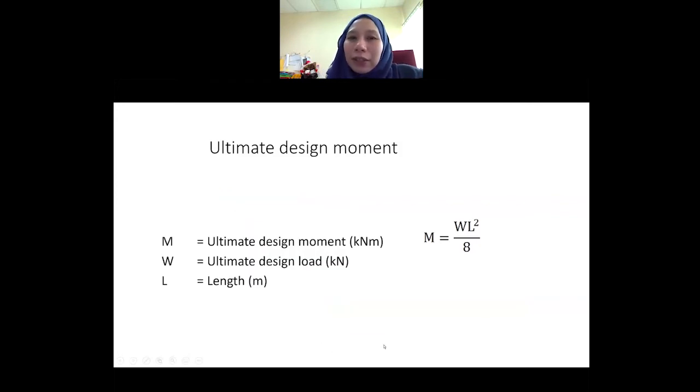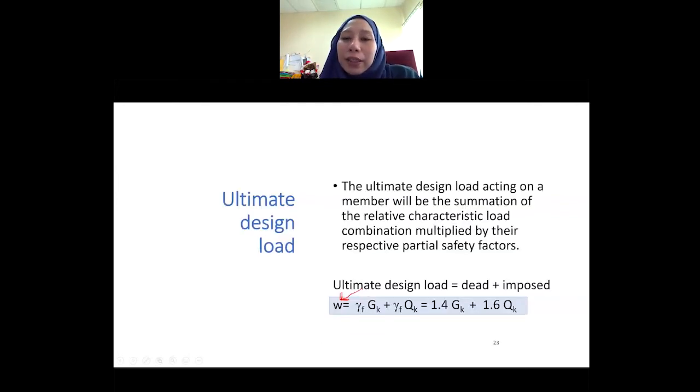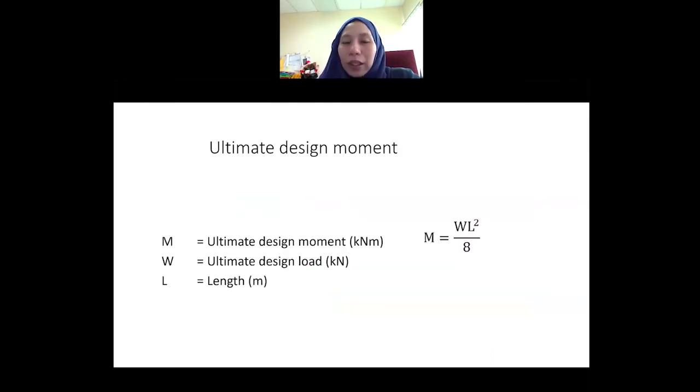Okay, after kita dah calculate the ultimate design load, maksudnya loading yang daripada above dia akan turun ke bawah, the next thing we need to calculate is the moment. Okay, so it is called ultimate design moment. Formula is M equal to WL square over 8. So, I am not sure if you still remember masa part tu. Mungkin I pernah pakai formula ni.